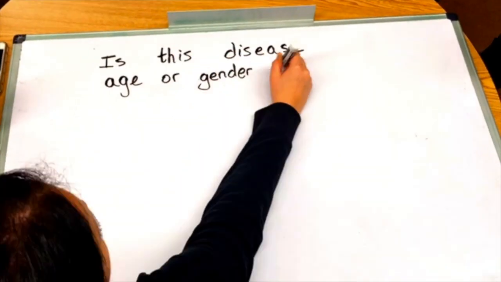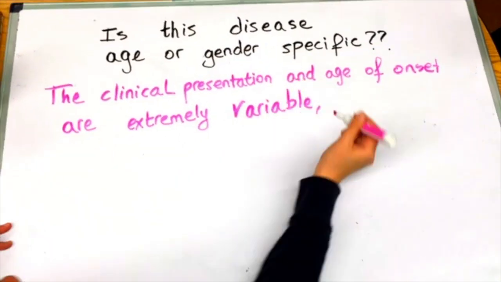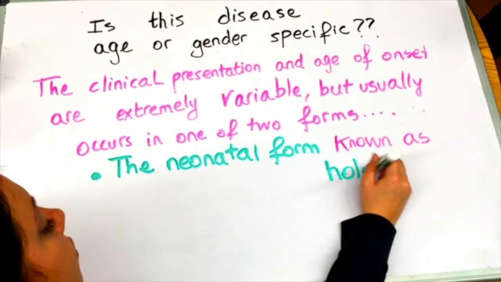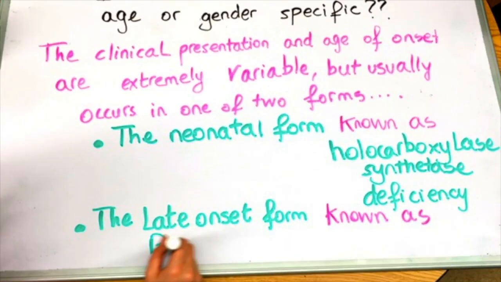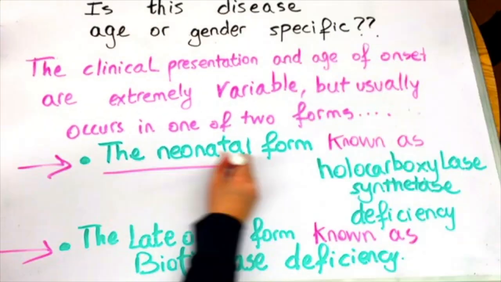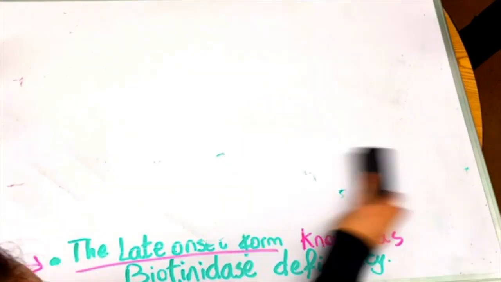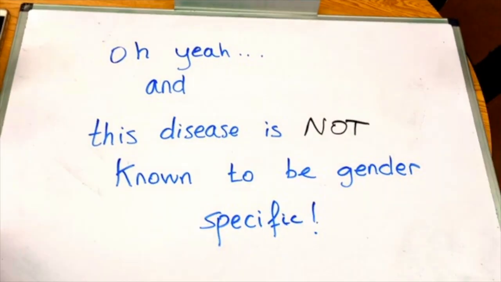Is this disease age or gender specific? The clinical presentation and age of onset are extremely variable, but usually occurs in one of two forms. The neonatal form is known as holocarboxylase synthetase deficiency, and the late onset form is known as biotinidase deficiency. This disease is not known to be gender specific.